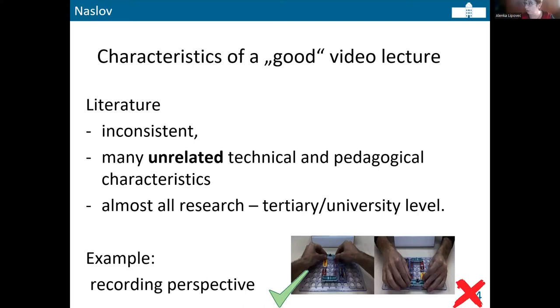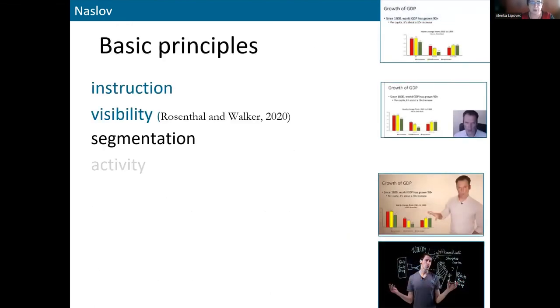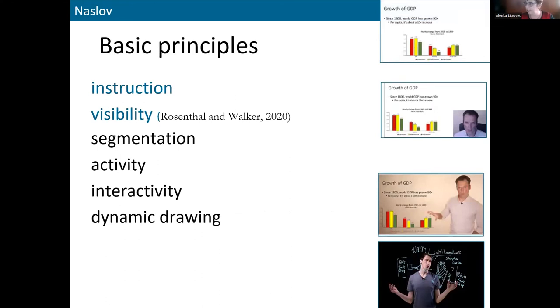So we try to analyze and group all these characteristics in some basic characteristic that we agreed upon that says something about what a good video lecture is. And so we got 7 basic principles. The first one is instruction.